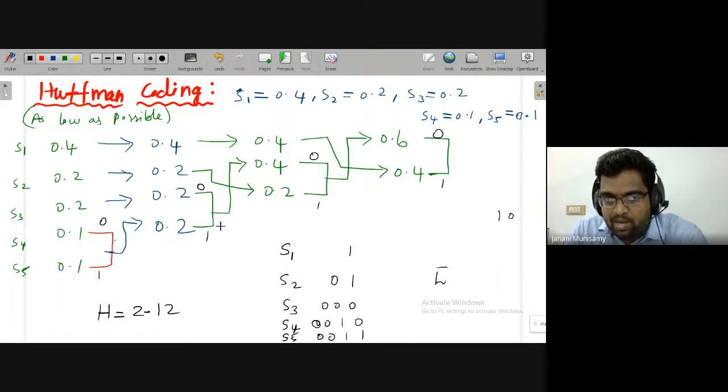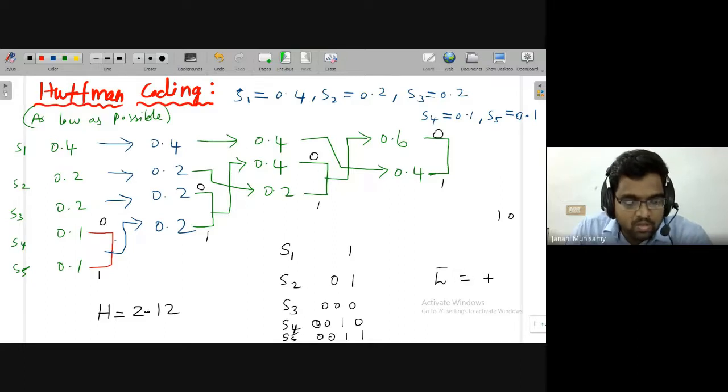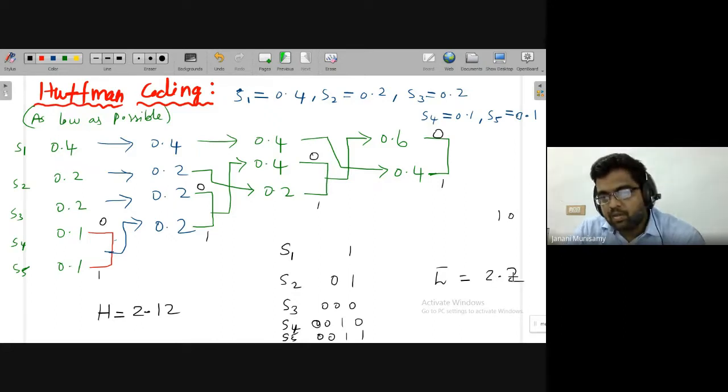S1 உடைய ப்ராபபிலிட்டி என்ன? 0.4. இப்போ எவ்வளவு பிட்ஸ் வந்திருக்கு? 1 பிட் வந்திருக்கு. S2 உடைய ப்ராபபிலிட்டி என்ன, எவ்வளவு பிட்ஸ் வந்திருக்கு? ஸோ இது எல்லாத்தையும் பண்ணோம்னா என்ன கிடைக்கும்? L average, code word length கிடைக்கும். So here in this case L average is 2.2. L average is 2.2. Right.